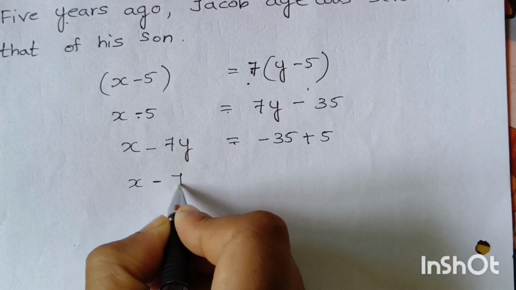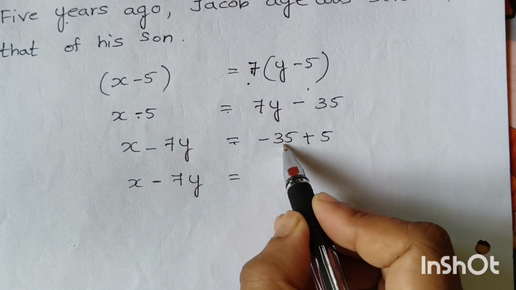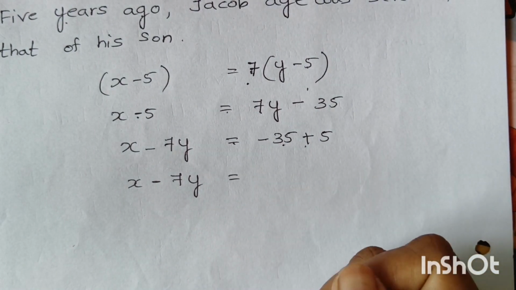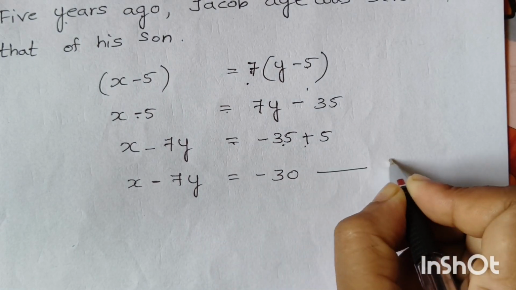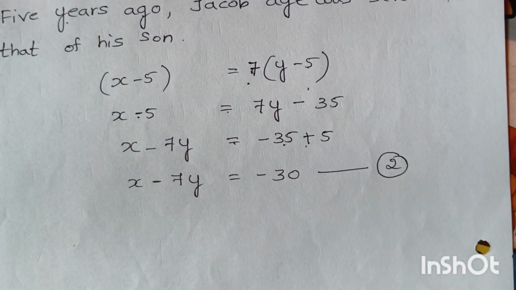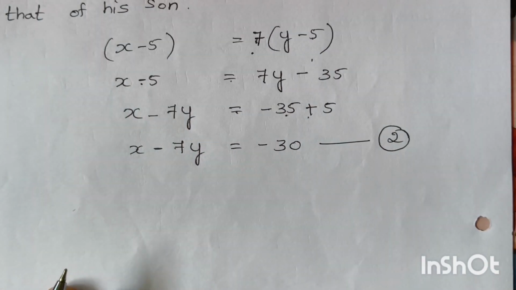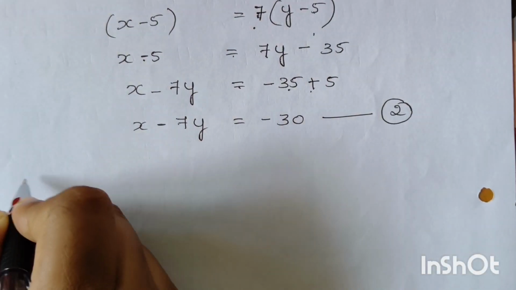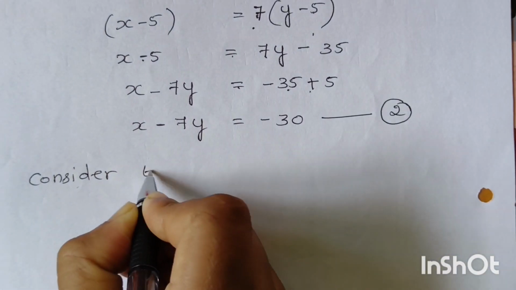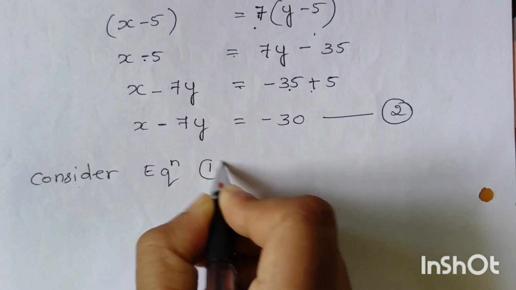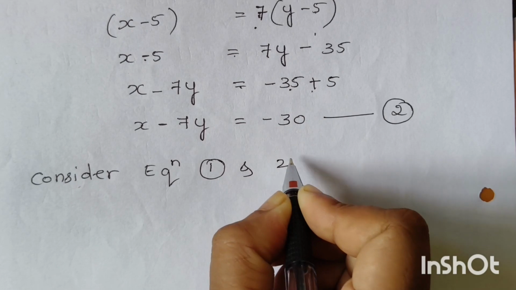x minus 7y is equal to minus 35 plus 5 is minus 30. Let us consider this as equation 2. Now we got equation 1 and 2. Consider equation 1 and 2.